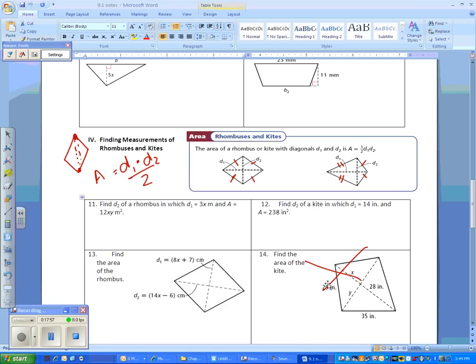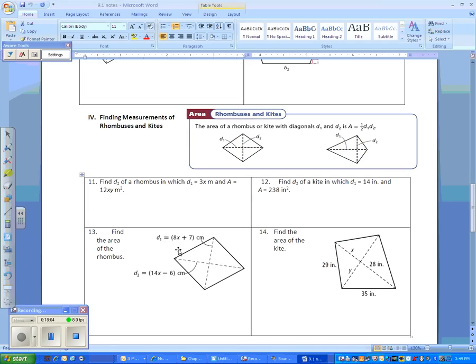So we cannot do this one yet. We don't have all of our tools to figure that out, but we can do number 11, 12, and 13. Number 13 has some very fun algebra that we can do, so I'm going to remind you guys how to do that in class.